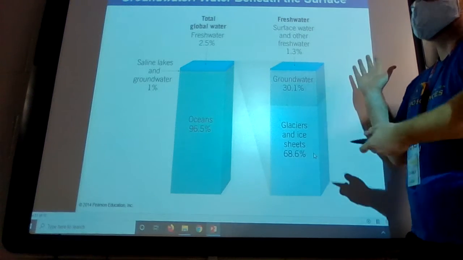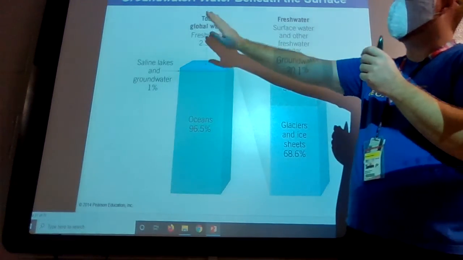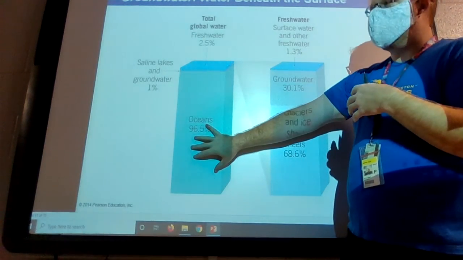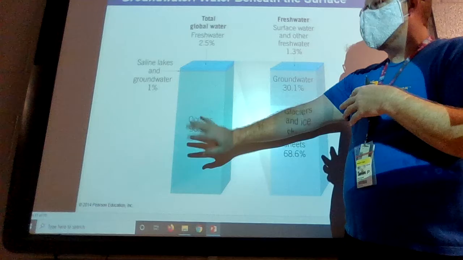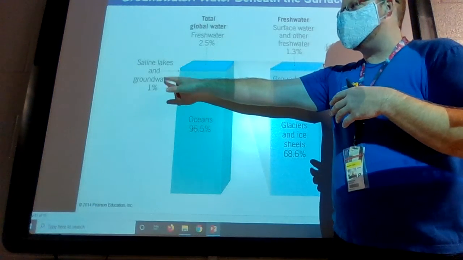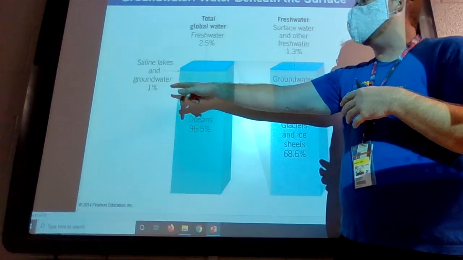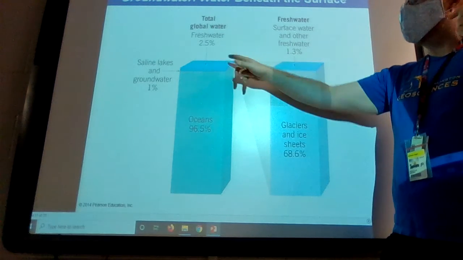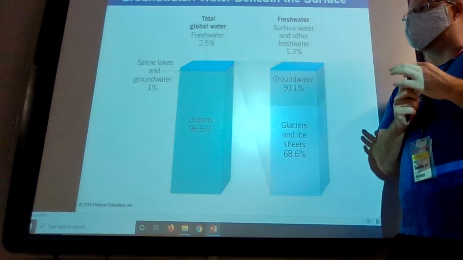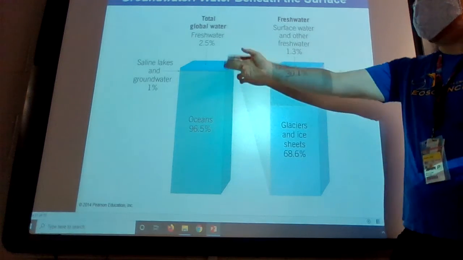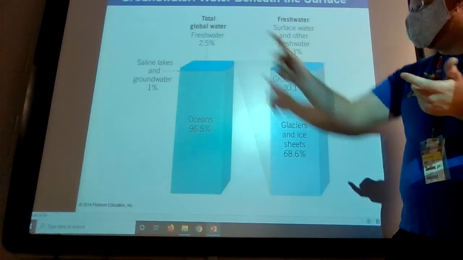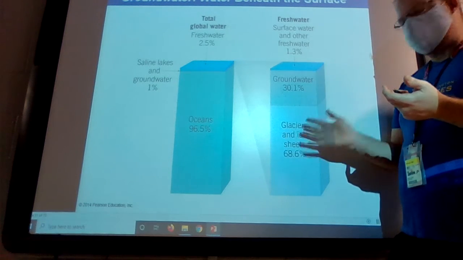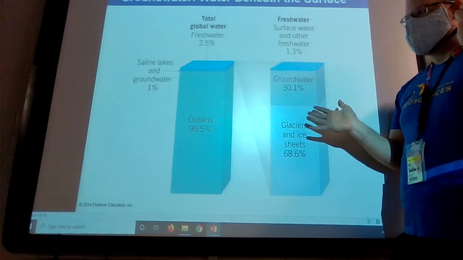So this is a nice little chart that shows you the total global water, all the water in the globe. 96.5% of it's in the oceans and it's salty. You've got about 1% that is saline lakes and salty groundwater. And then about 2.5% is fresh water. Of all of that fresh water, all of that 2.5%, almost 70% is in glaciers and ice sheets. It's frozen and we can't get to it.